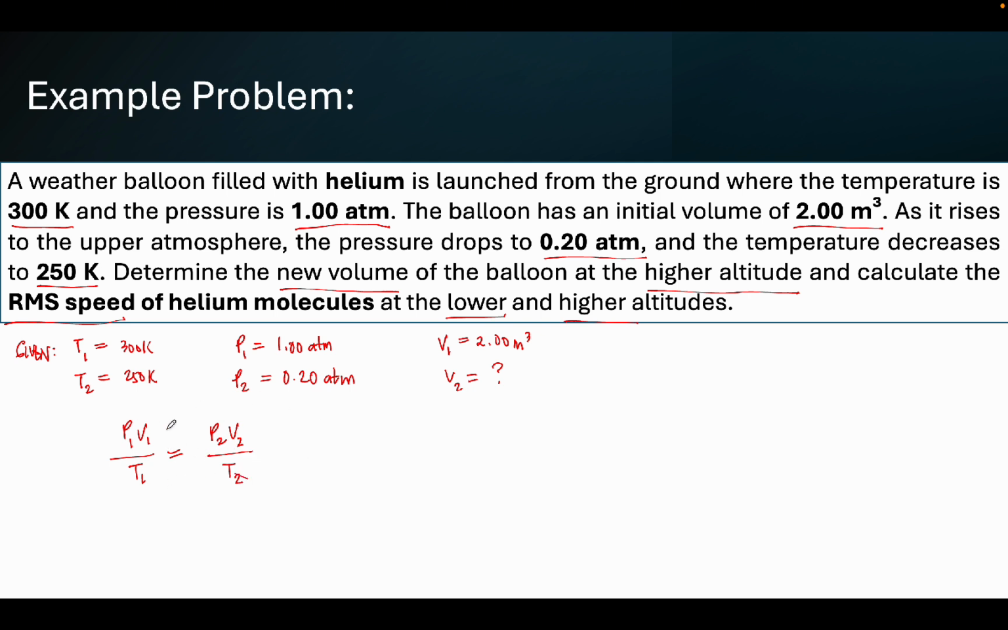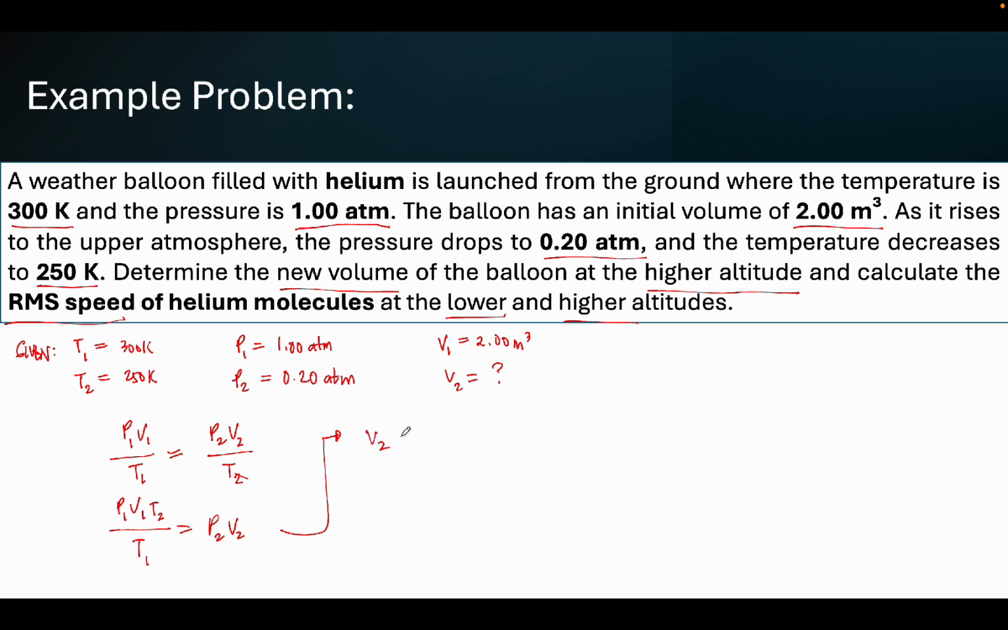Okay, so rearranging this to solve for the final volume, V2, our goal is to get the formula for V2. We multiply both sides by T2 to cancel out T2. So it becomes P1 V1 T2 over T1 is equal to P2 V2. We still have P2 on the other side of the equation, so we again divide both sides by P2 so that only V2 remains on one side of the equation. Okay, so let's continue it here.